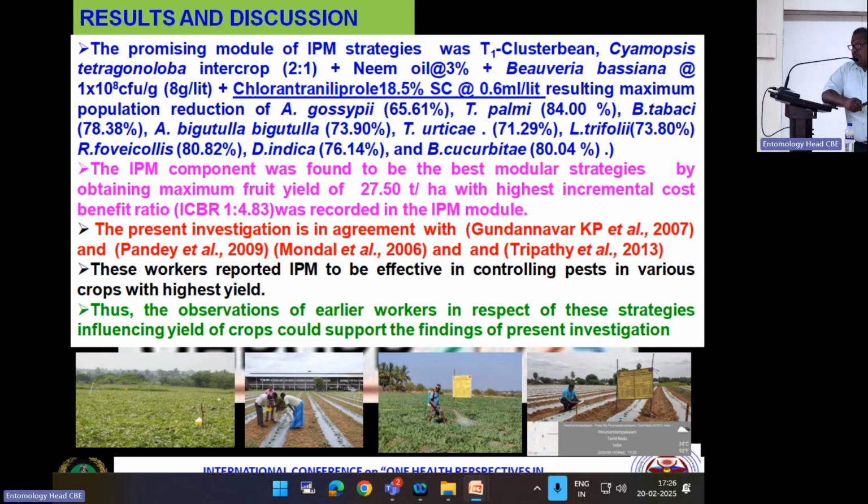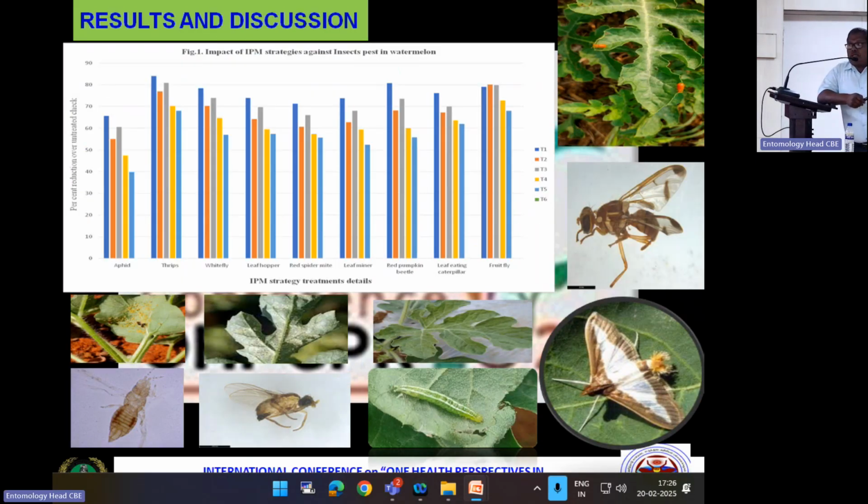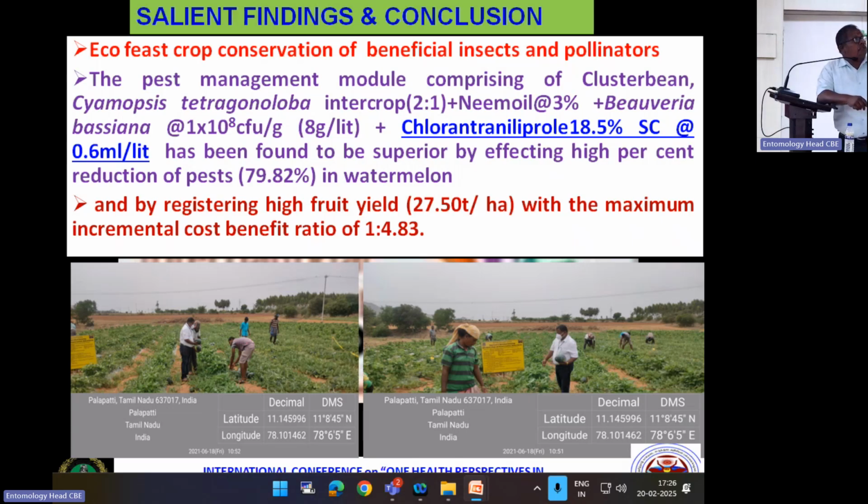Now the trial was supported by different scientists in my research. This is the graphical representation of the reduction of different insect pests in watermelon. Regarding the conclusion, as I already told, the first practice treatment of cluster bean, then neem oil, then Beauveria, then need-based application of Coragen was effective in reducing pest incidence in watermelon, and also increased the yield.